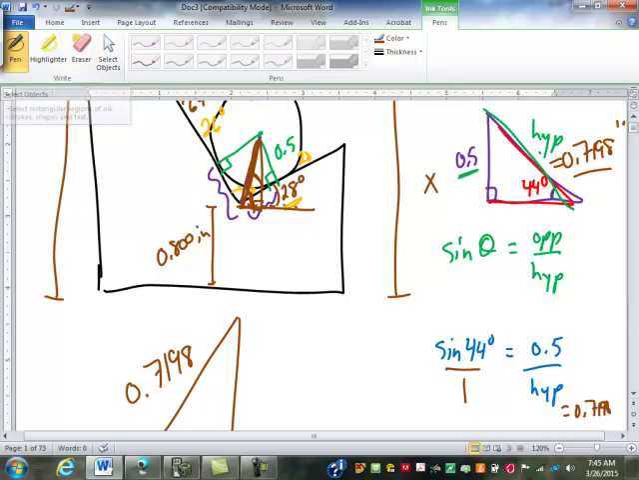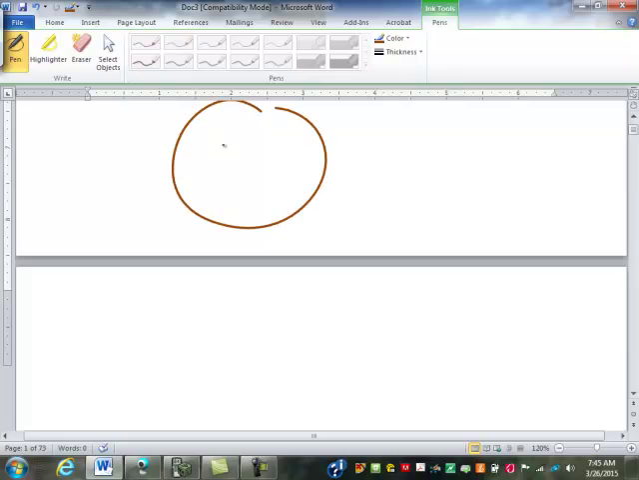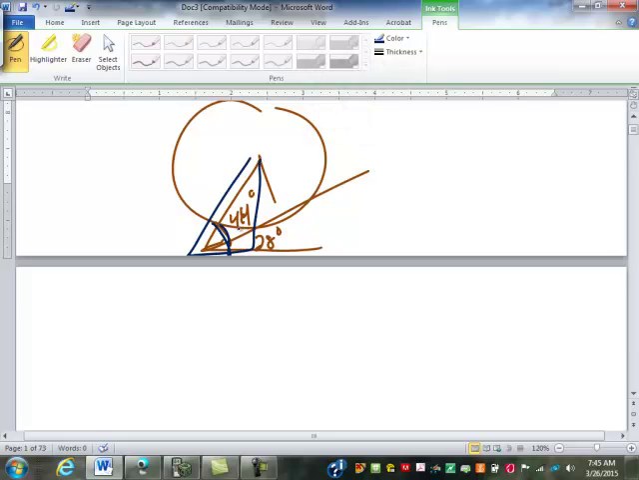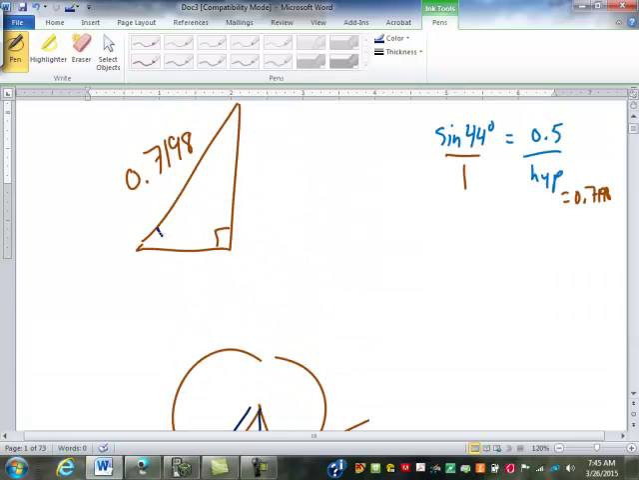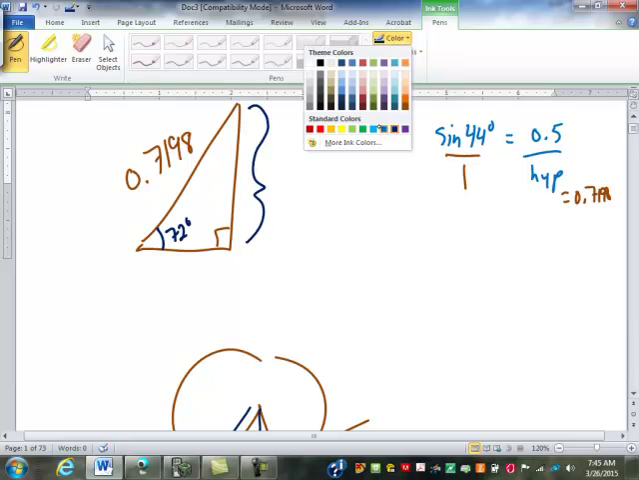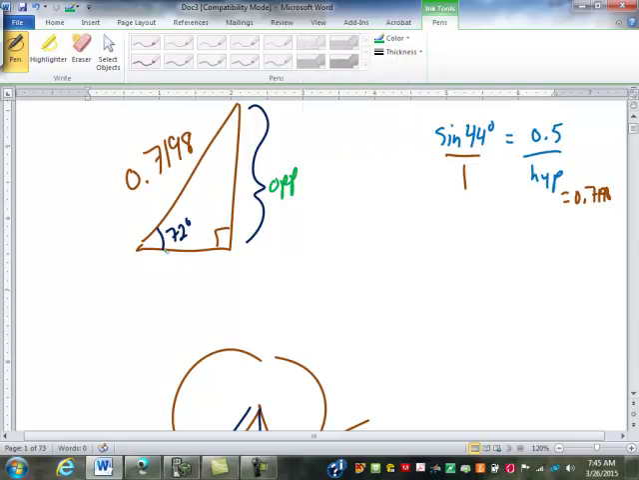Here, let me draw it up a little bit bigger for you. This was 44 degrees here, right? And this was 28 here. So if I draw the triangle like this, the angle is 44 plus 28, which is going to make this 72 degrees here. So what I really want is this height here, which is the opposite side, based on a 72 degree angle. Guess what? We got opposite over hypotenuse again. That is sine.